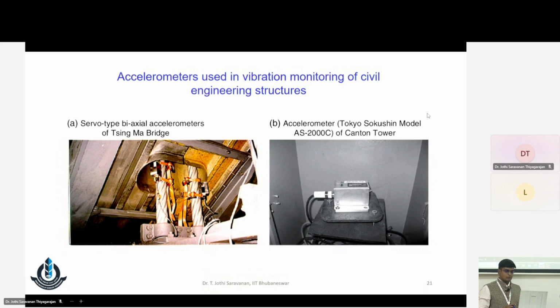These are some of the very well-known strain gauges. I hope you would have used strain gauges, right? Where you connect to some system, but this is something quite different. Nowadays we have, it's not moving.